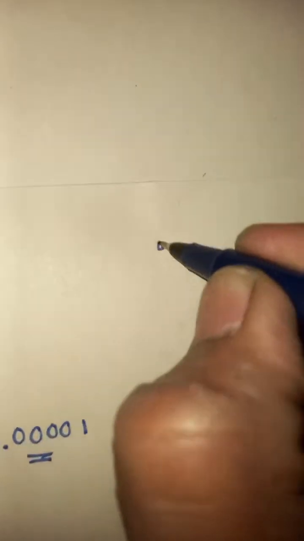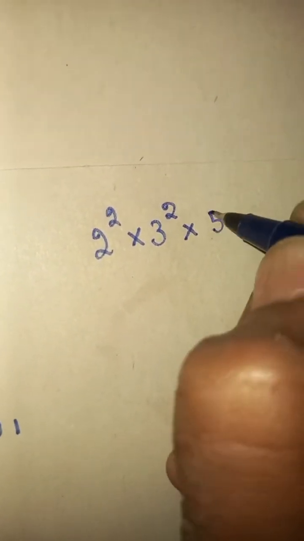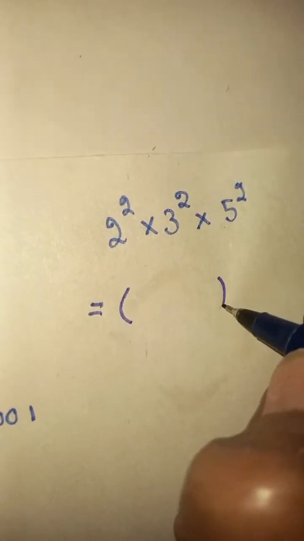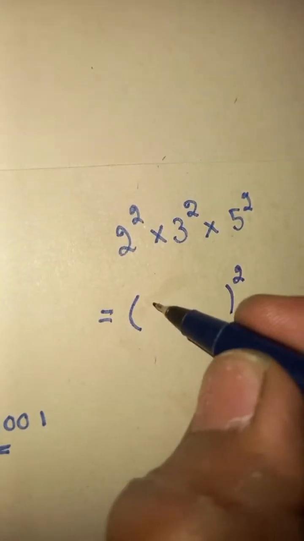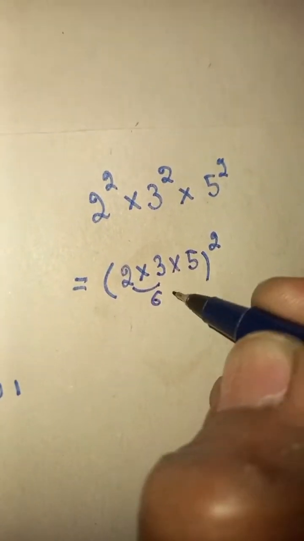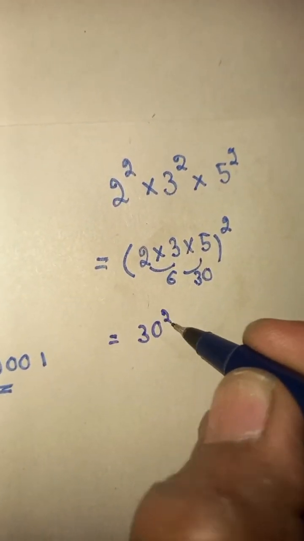Now I will tell you how to multiply when the powers are the same. Here they are giving 2 square times 3 square times 5 square. In all of them, 2 is the common power. So take 2 as the common power and multiply the inside terms. 2 times 3 times 5. 2 times 3 is 6. 6 times 5 is 30. So it becomes 30 square.